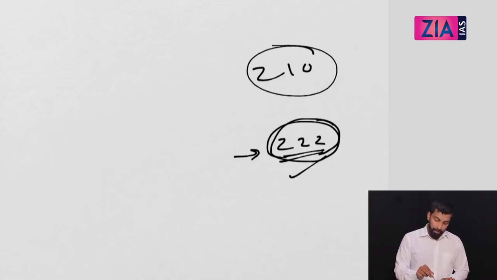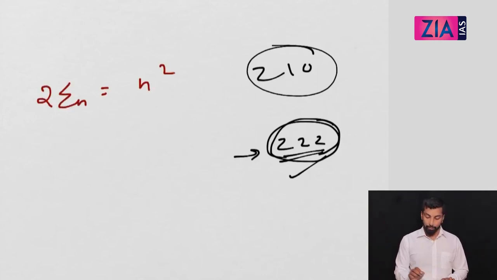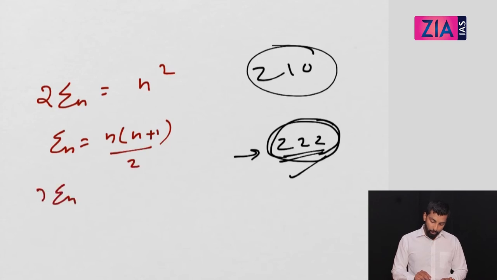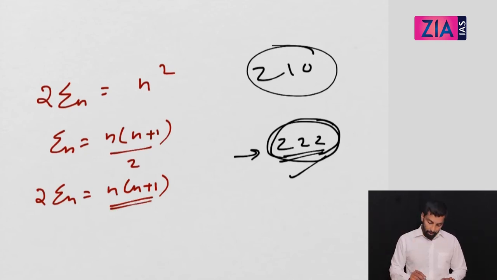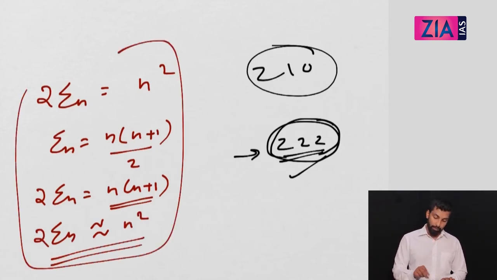If you remember, I have already told you 2 times sigma n is actually n square. For those who missed out, sigma n is equal to n into n plus 1 divided by 2, so 2 times sigma n is equal to n into n plus 1. Compared to n, 1 is very small, so you can approximately write 2 times sigma n is equal to n square. And we are going to use this concept here.